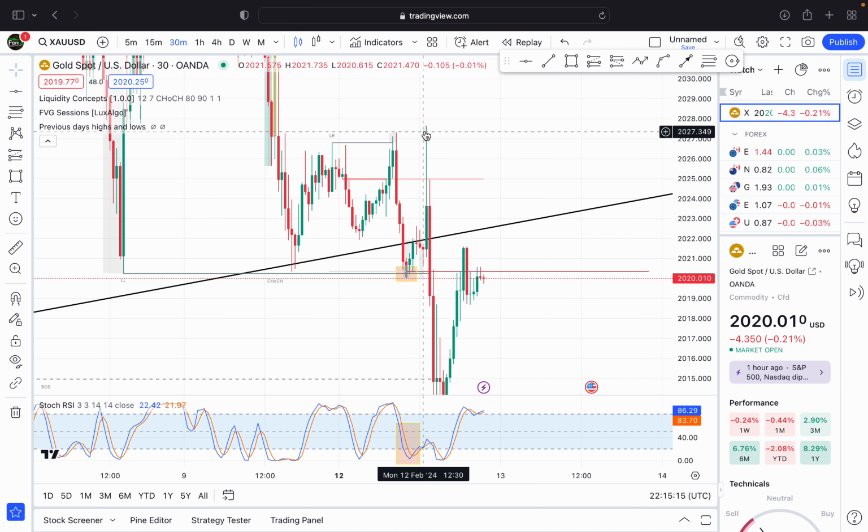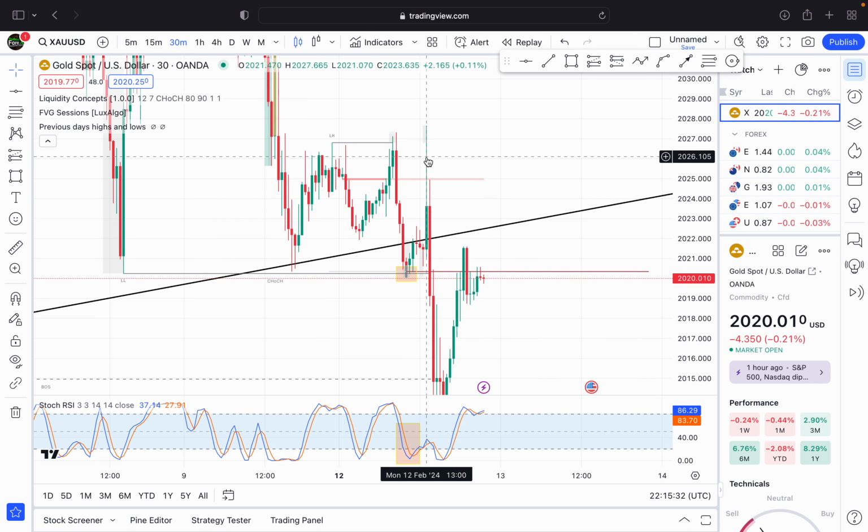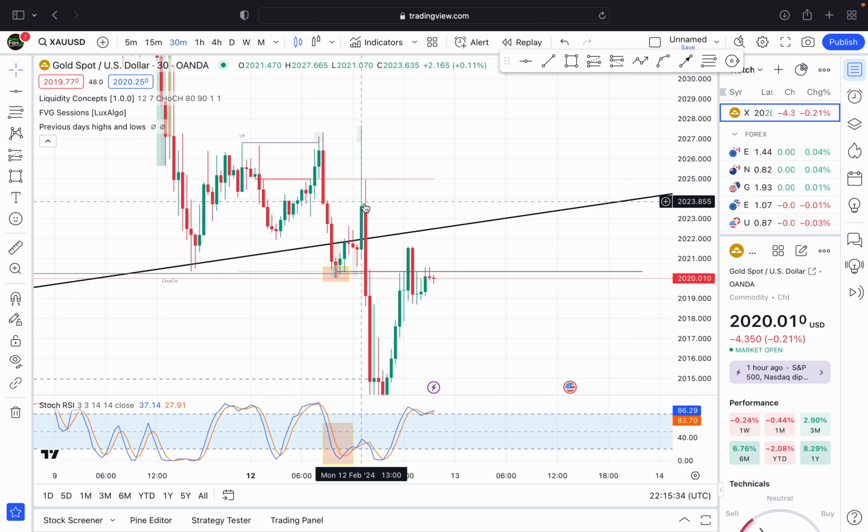Now, as you can see here, this big wick was just taking liquidity. As you see, I mentioned that we could have got in a sell here, but it was just too risky. It took liquidity from around this level. So as soon as it took liquidity, that's when you started seeing a push down. Now, as you remember, this is the previous daily low.